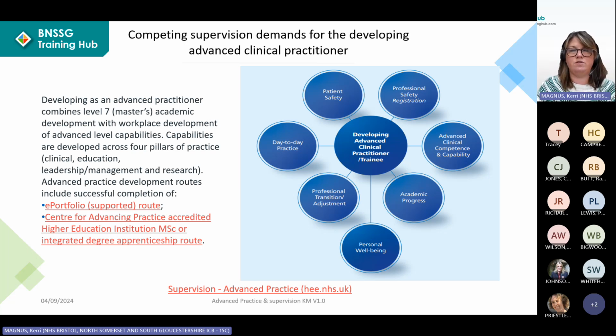Same with professional safety and regulation. What does it say about my professional safety? What does it say about my regulation? All those things I need to be aware of. We look at advanced clinical practice competencies and capabilities. So the first port of call is to go to your multi-professional framework, and then you have capability standards. Now, those capability standards could be very specific. So if you're an advanced nurse practitioner, there is a capability framework that you can look at.